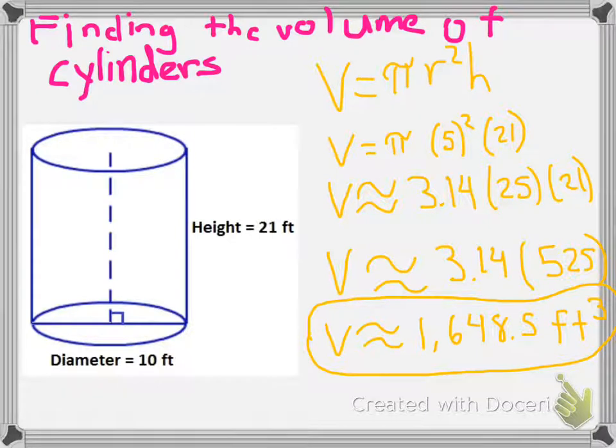So, let's check out the cylinder here. Okay, the height is 21 feet, and the diameter is 10 feet. Wow, that's a big cylinder. Okay, so we write out the formula first, and here's the formula. Volume equals pi r squared times height.